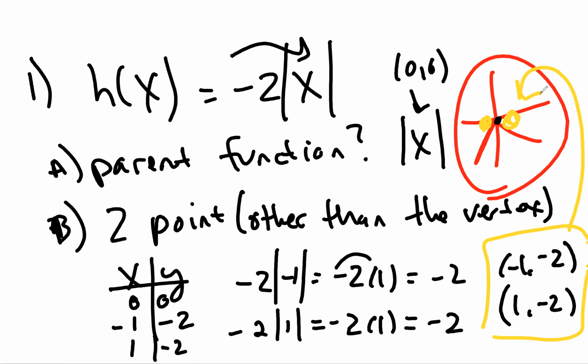So when you see these types of problems, there are 2 steps. The first one is to identify the basic shape of this function. And the second one is to find 2 other points that would be on that graph. Once you do that, you type these little guys in and you are done.